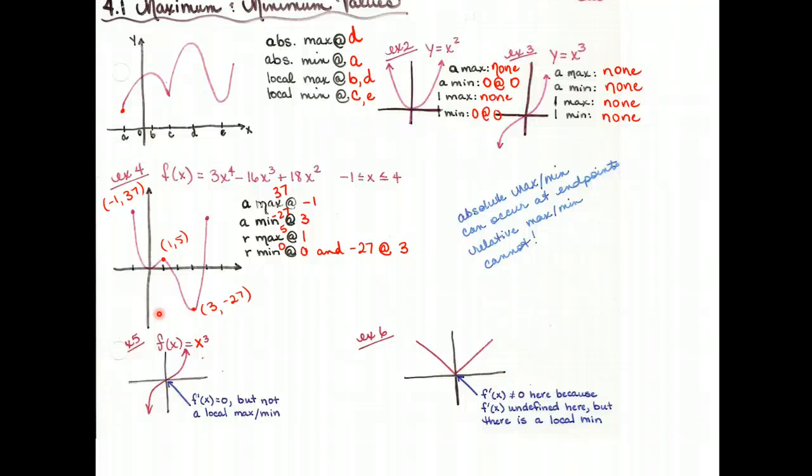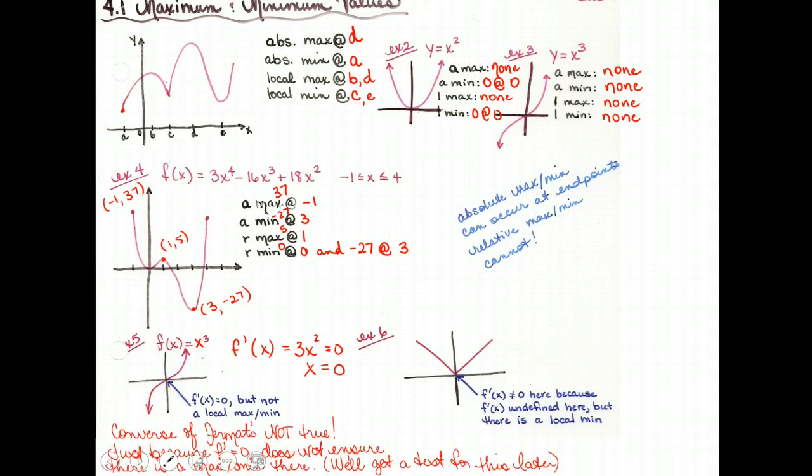They did not just say that if you take the derivative and set it equal to 0, you are guaranteed there's a maximum or minimum there. Because look at this function, f of x is equal to x cubed. If I took the derivative of x cubed, which is 3x squared, and set that equal to 0, I get x equals 0. There is not a relative maximum or minimum at 0. Remember, it didn't have any. So the converse of Fermat's theorem is not true.